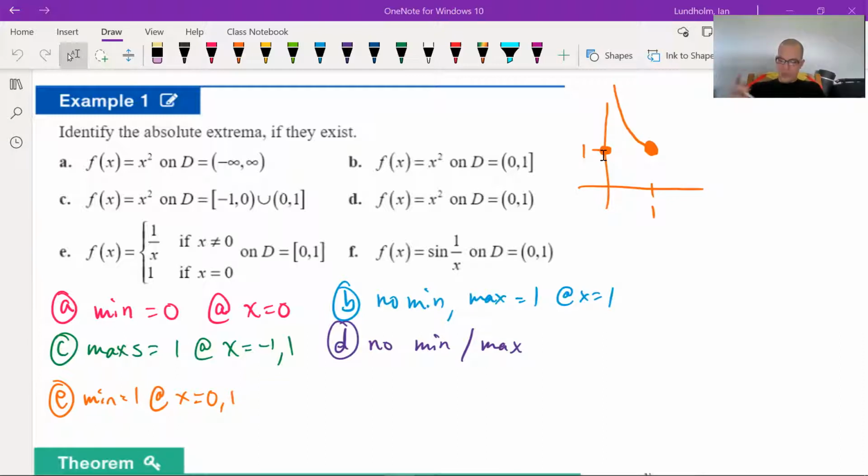All right, last one. Part F. Here we've got our friend sine of 1 over x on an open interval. And I don't know, maybe again, this one would be a nice one to graph.